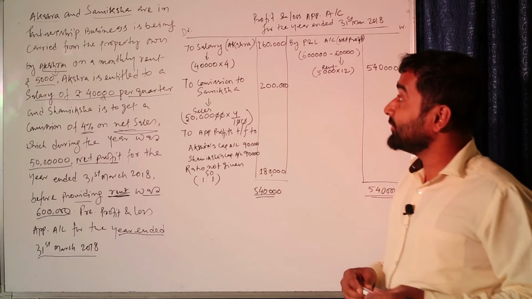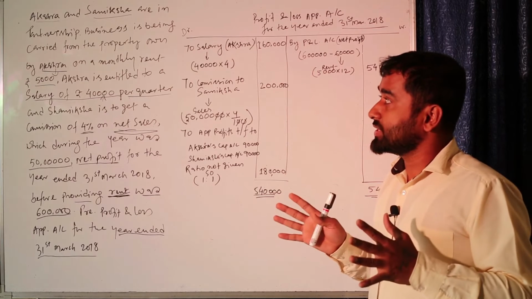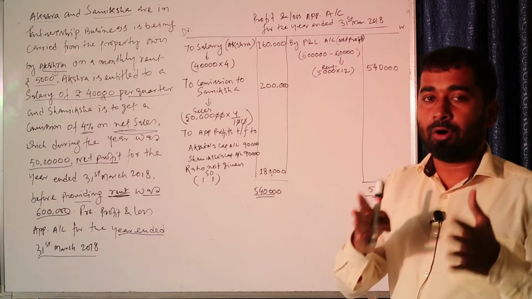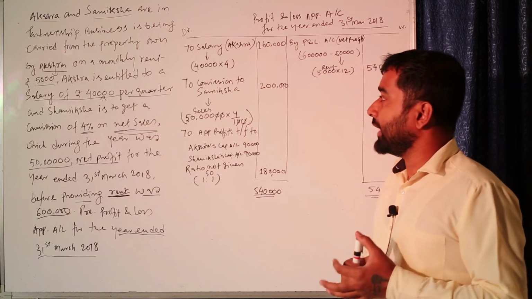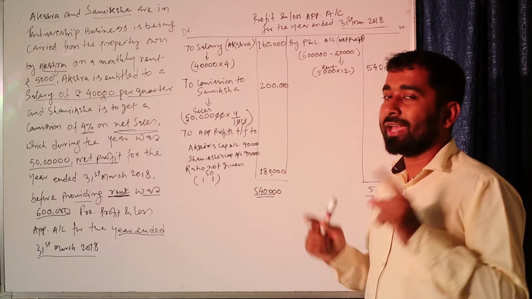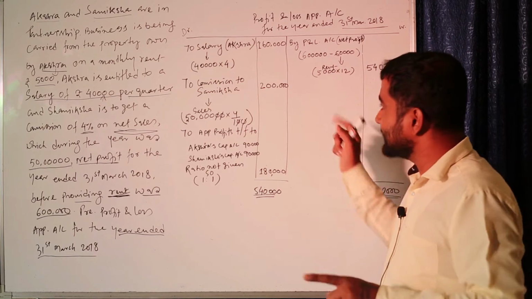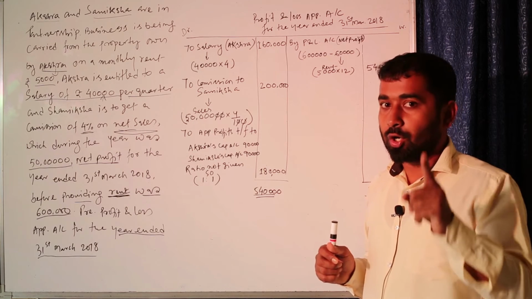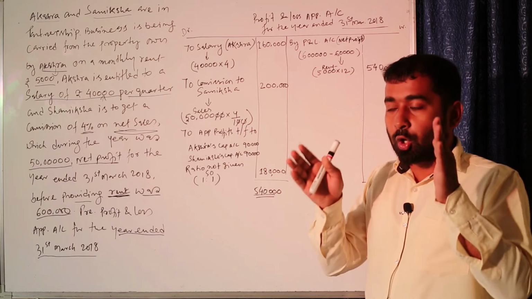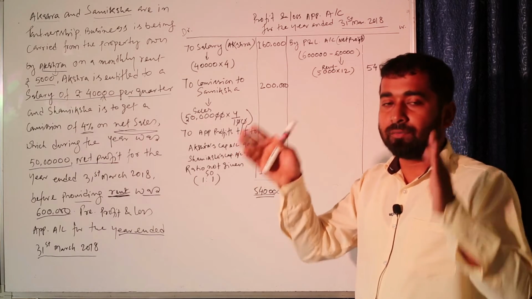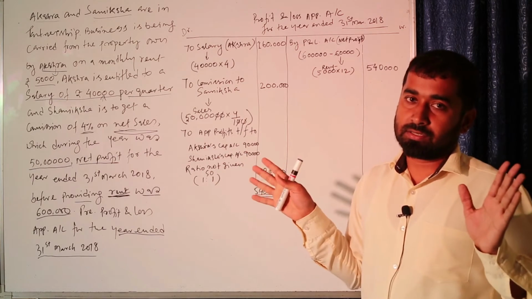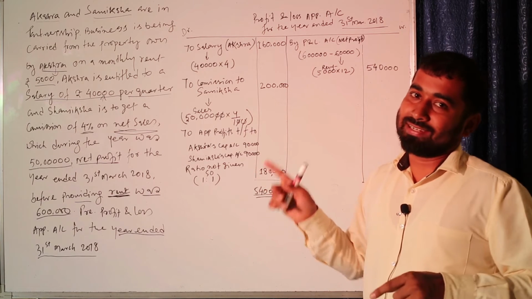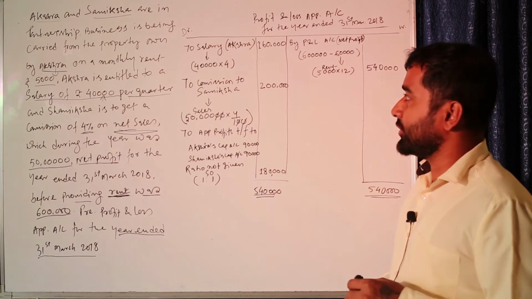Good morning. Today we are going to see a basic question of the profit and loss appropriation account, where we have already seen the format, where on the debit side we write all the expenses of the firm and on the credit side all the incomes of the firm. But all that income and expenses must be related to the firm and partners; we should not entertain any other expenses or income here. Let's see the question first.